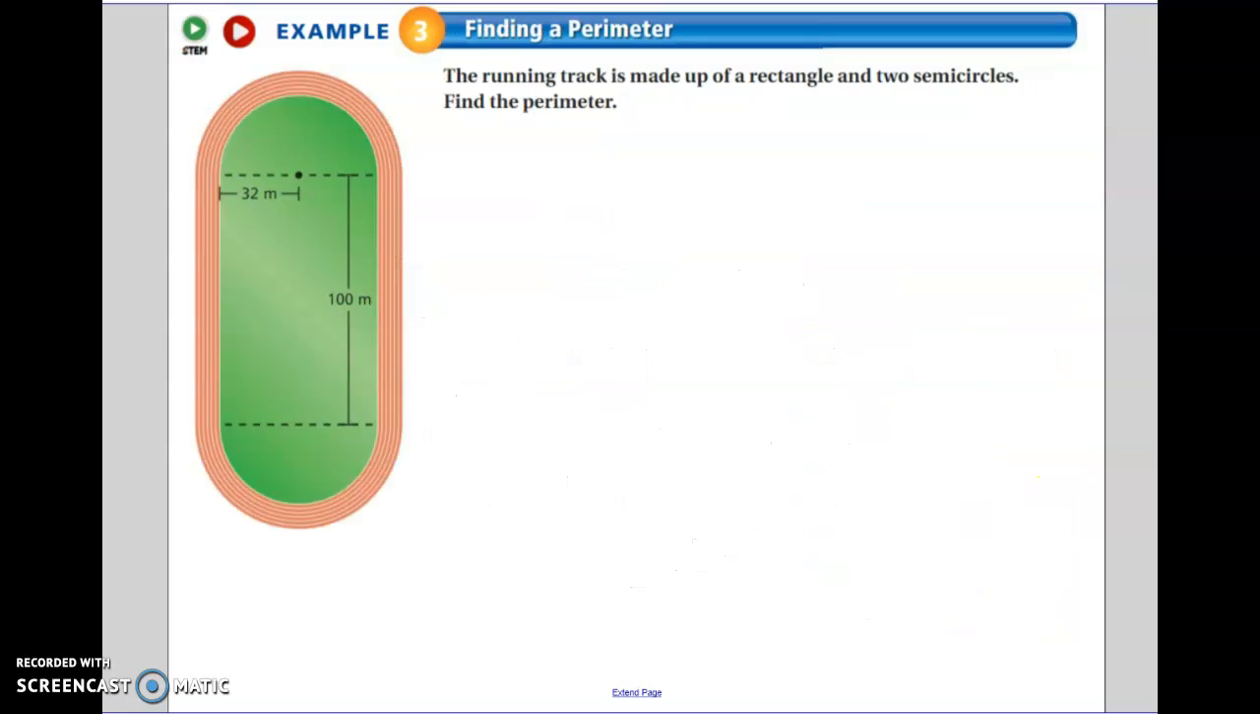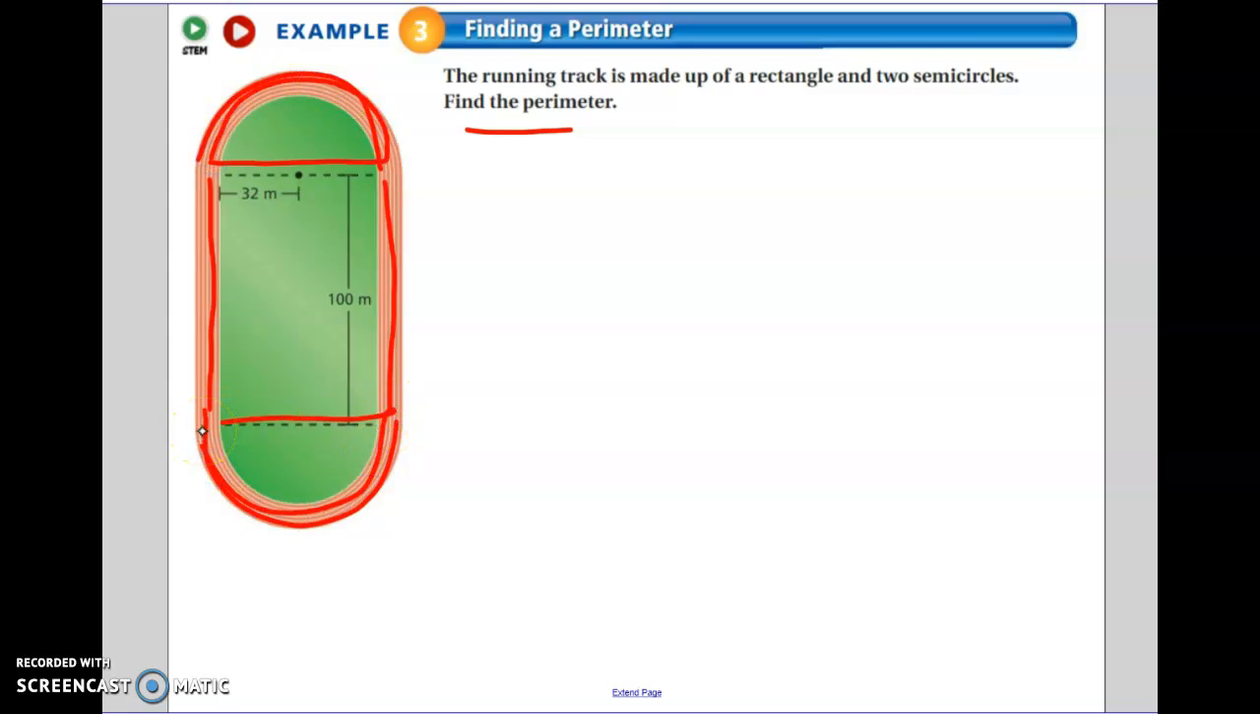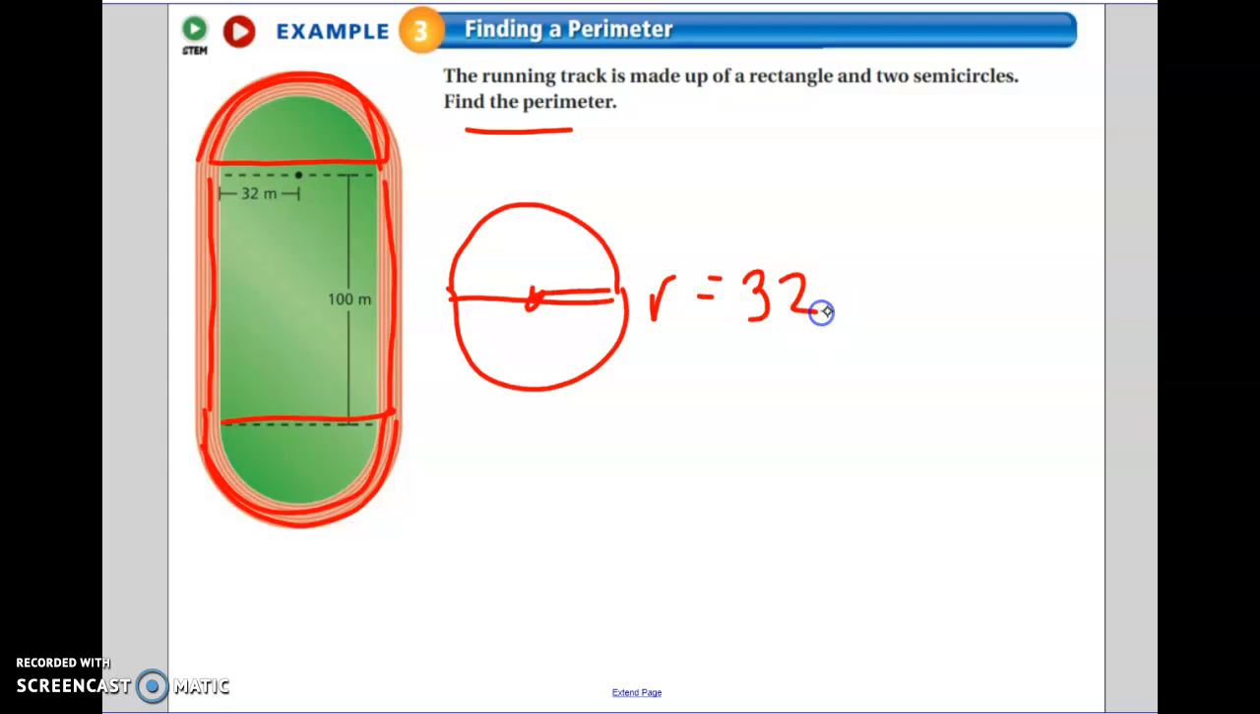Let's see, I've got one more for us to try together. Now this one is find the perimeter. So remember, it's the distance around the outside, this straight piece, this straight piece, this curve, this curve. Now notice that this curve and this curve together would make one whole circle, right? And we know that the radius of that circle is 32. That's this distance right here. Now if I were to double that, that means the diameter, the distance all the way across, is 64.